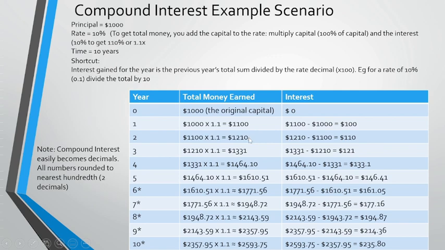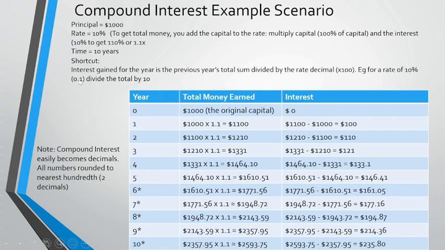So basically, compound interest is you add the interest from last year and every single previous year onto the capital, and then you multiply that total amount of money you had by the interest rate. The total amount of money you earned, including all the interest plus the capital, then you multiply that.